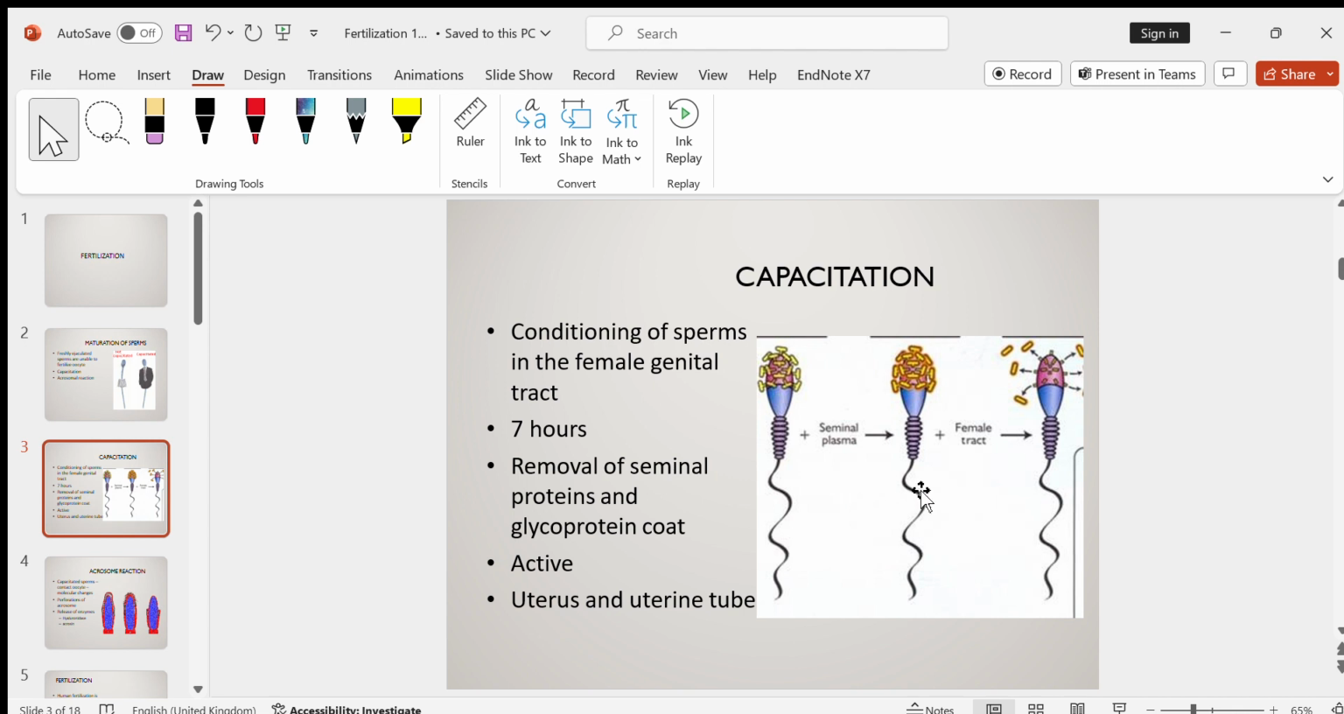So it needs to be capacitated in order to fertilize an egg. What is capacitation? It is a period of conditioning, in which the seminal proteins and the glycoprotein are removed, and the sperm becomes active. All this process occurs in the uterus and the uterine tube.